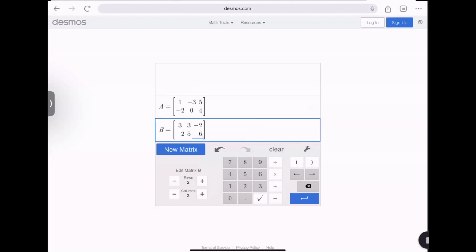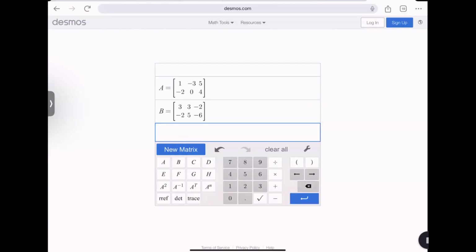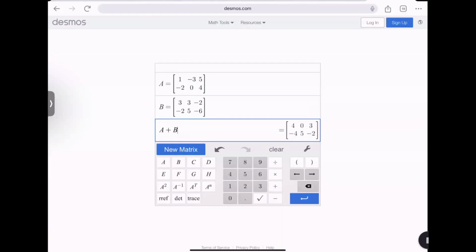There we go. That looks much better. How did we do? 4, 0, 3, -4, 5, -2, 2, -6, 7, 0, -5, 10. So notice how I have to use it as A plus B and A minus B, given the fact that these were labeled A and B. Okay?